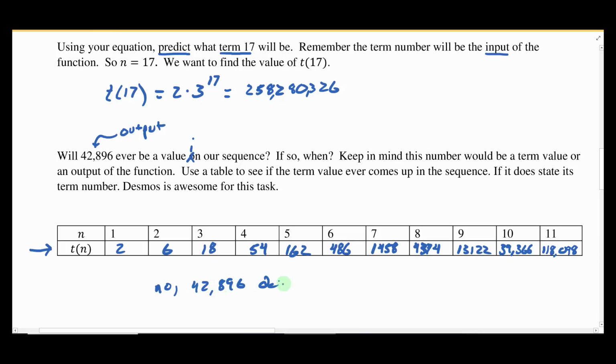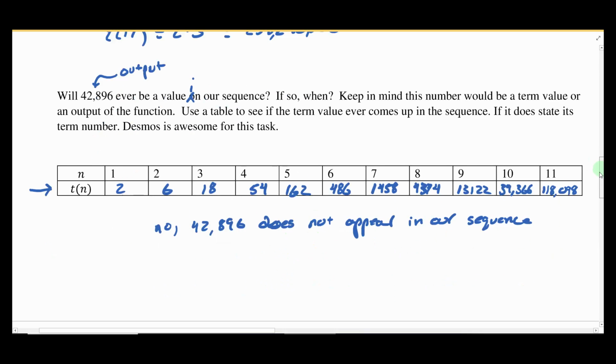42,896 does not appear in our sequence. So pretty easy stuff, right? So predicting and then looking for specific terms in our sequence using the tools that we have. All right. So let's move on.